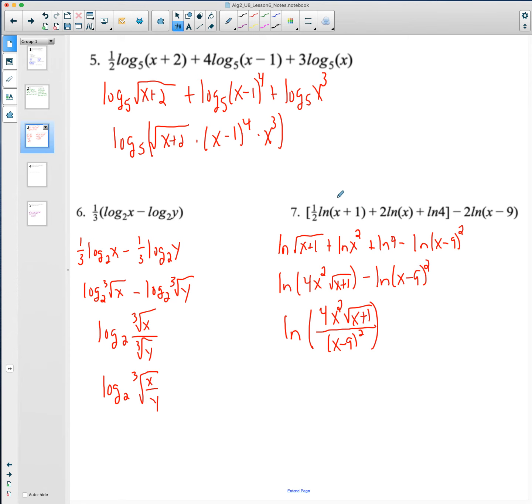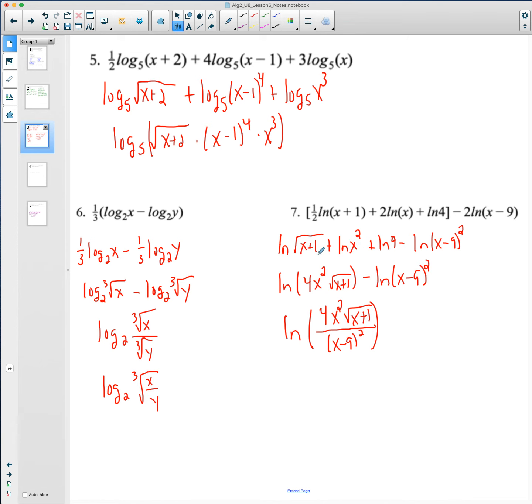And once again, that 1/2 power becomes the square root of x plus 1. 2 becomes x squared, and there's nothing to do here. And then this 2 comes back up and becomes x minus 9 squared. Now, if I look, these 3 things are being multiplied. They all are positive.